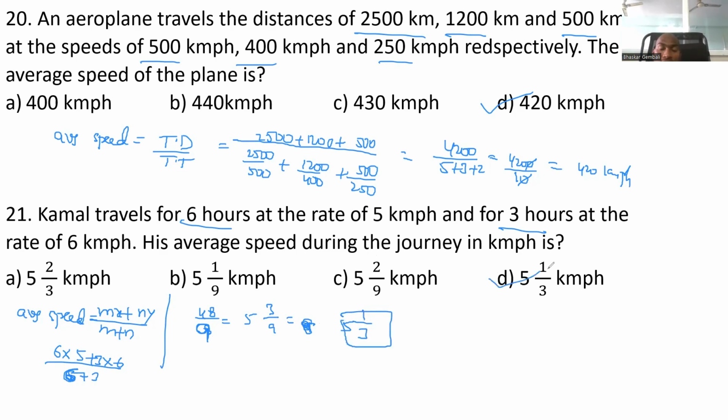Yes, option D is correct. Much simpler: average speed equal to total distance traveled by total time taken. From that we will get the average speed. Next question.